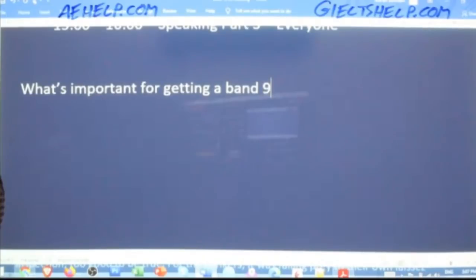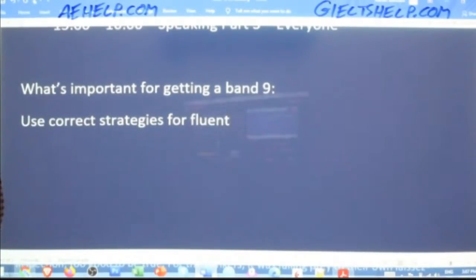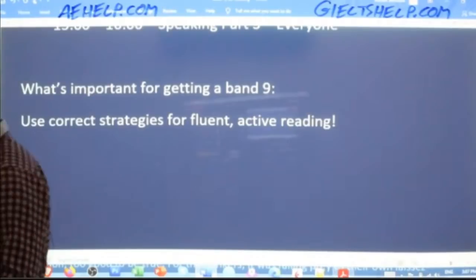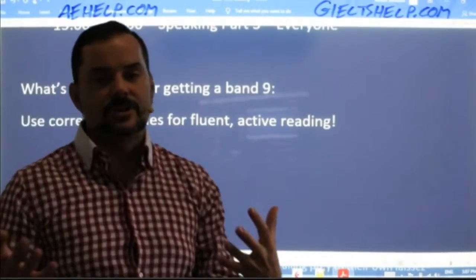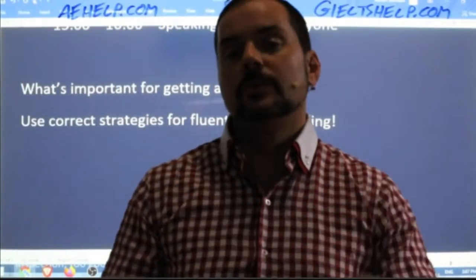Okay, well, simply put, one of the first steps that's important is to use correct strategies for fluent, active reading. Okay, so that's kind of the big answer, right? So read fluently, read actively.